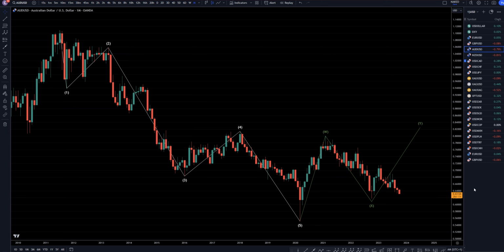Today is Tuesday, October 3rd, and I'm going to be analyzing the Aussie US dollar, starting on the monthly, working my way down to that 1 hour time frame.